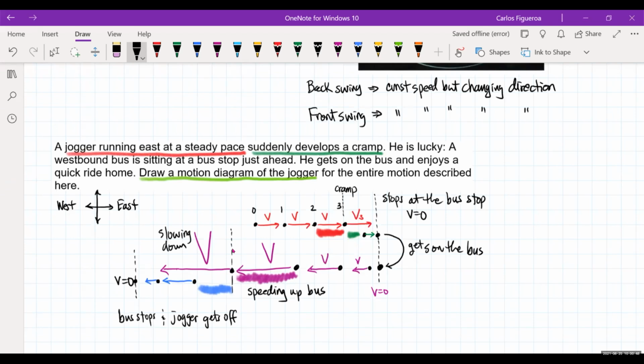Again, this interval from here to here is constant speed, or constant velocity. This interval right here is slowing down. And I forgot to put those before. That is a motion diagram. Any questions on this? Note that you have to make a lot of inferences from what the words are actually telling you.